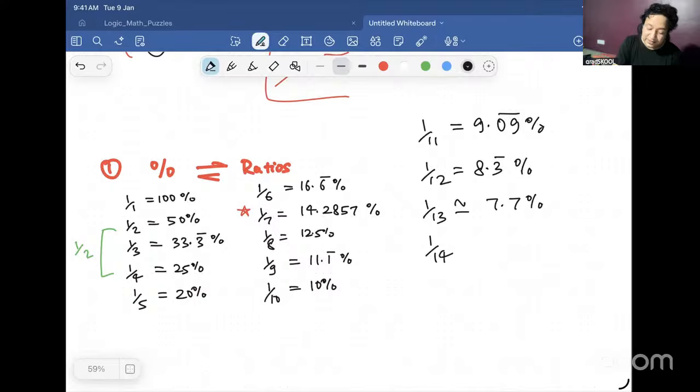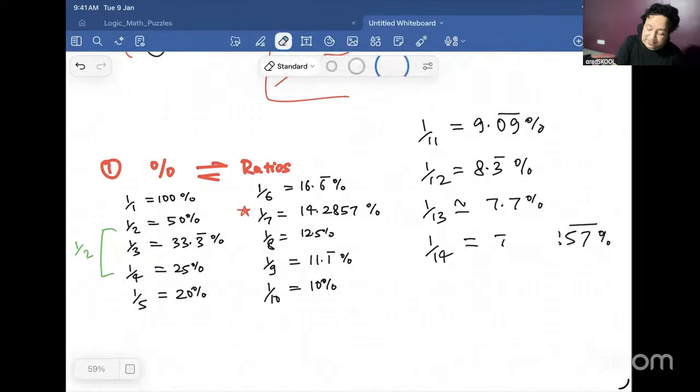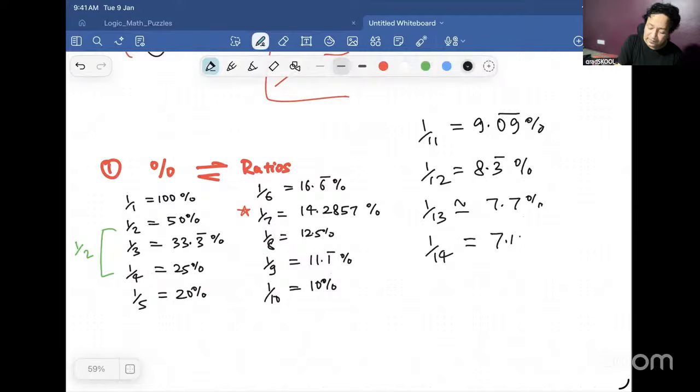1 by 14 is half of 1 by 7. This will be equal to 7.14285 and so on. This keeps on repeating again. All right. Is that cool? I will discuss this when I discuss 1 by 7. So for now, let's write 7.14%, up to 2 decimal places.